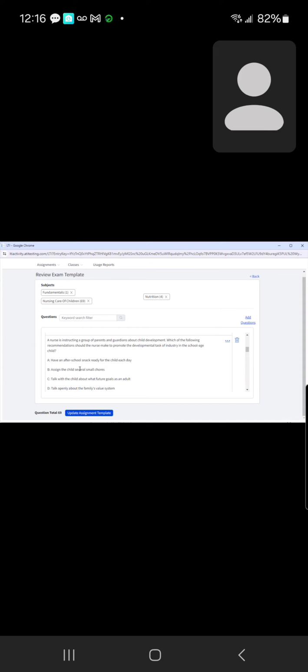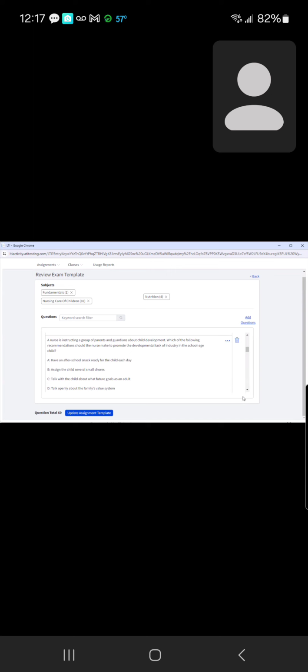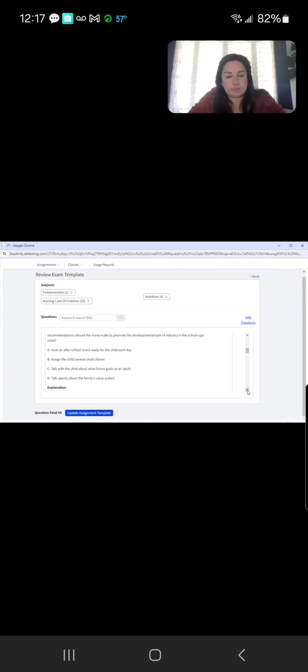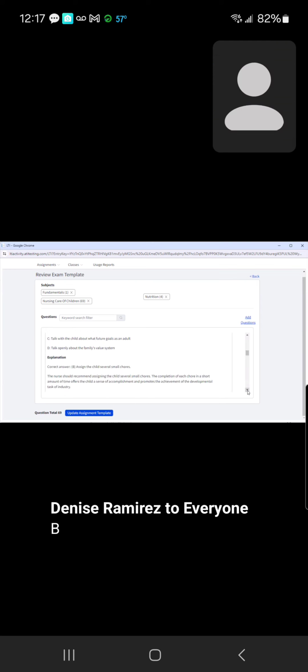So A is having the after school snack ready for them. B, assign the child several small chores. C, talk with the child about future goals as an adult. D, talk openly about the family value system. B. So we want them to have chores to do after school? Yes, so that they can do little objectives for themselves. Okay, the answer is B.